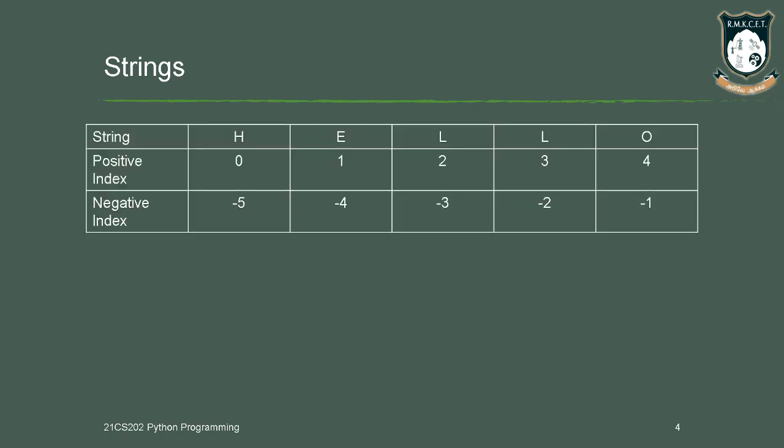The indexing is shown here. Here we have a 5 character string, HELLO. The indexing will start from 0 to n minus 1, that is 0 to 4. That is positive indexing. And for negative indexing, the indexing will be from right to left, that is minus 1 to minus 5.